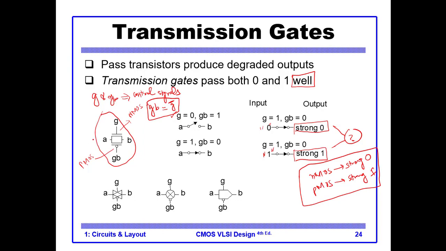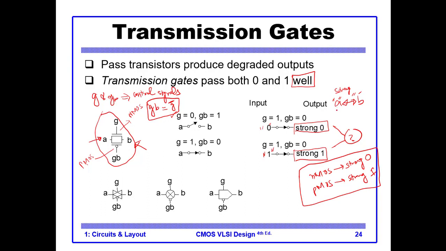So what are the inputs? The inputs are this one and this one. Depending on how you want, you can transfer A to B, or you can transfer B to A. So that's why, when A and B are connected, controlled by the switch G and G bar, the A and B are strong, they are already strong.